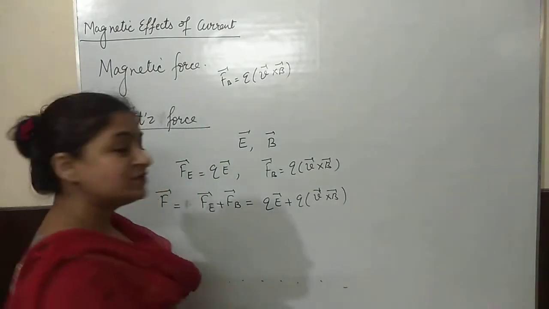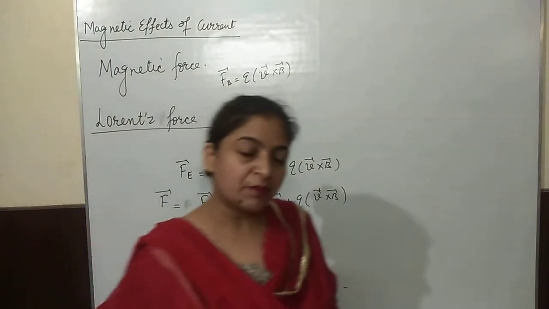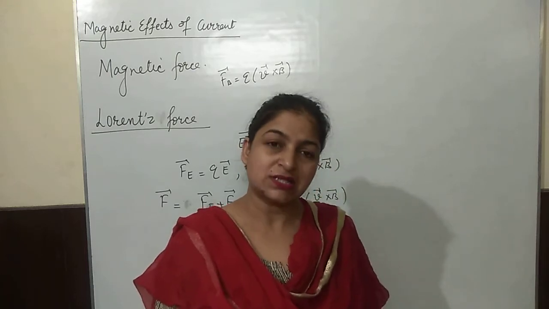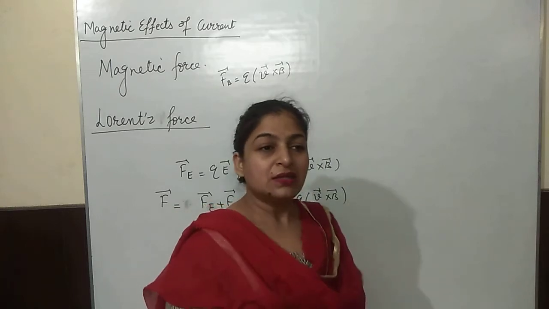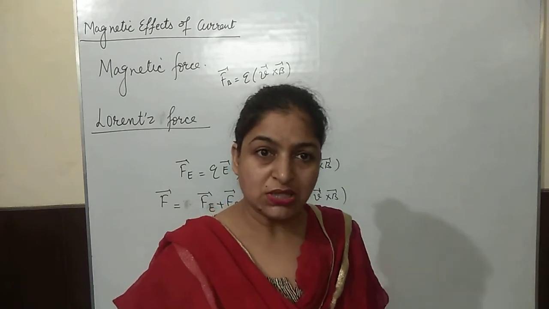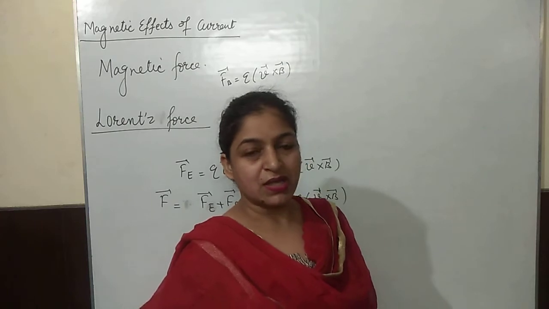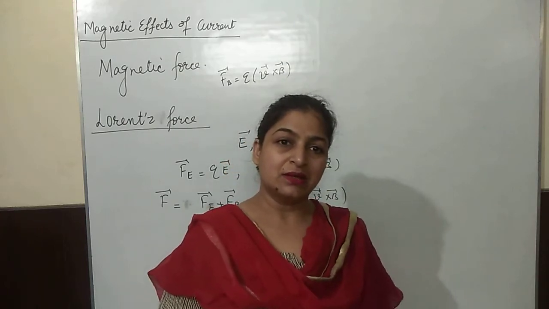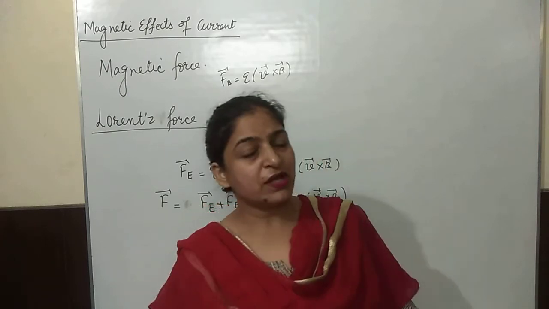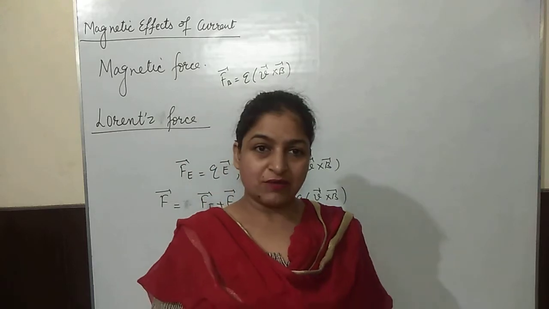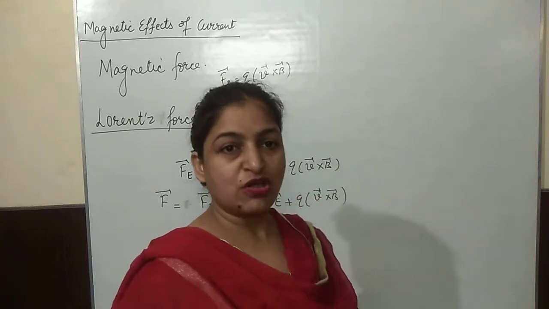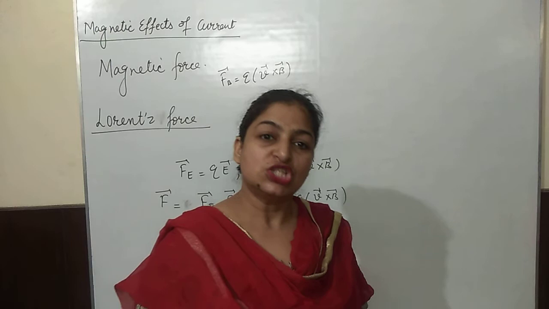Now let us find out the combined effect. If we want to find the direction of the net force, that is the Lorentz force acting on the charged particle moving in the combined electric and magnetic field, we can find the direction of the electric force, then the direction of the magnetic force, then take the resultant of both directions, and then we can find the direction of the resultant force acting on the charged particle.